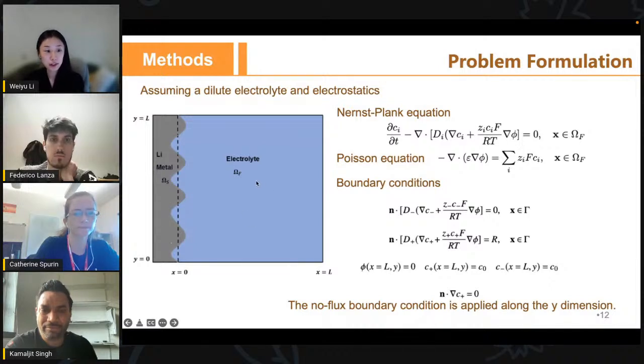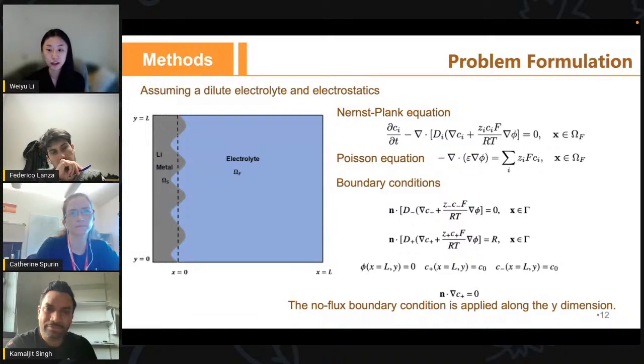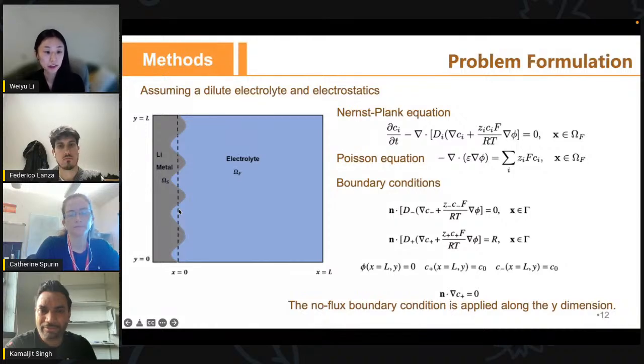To describe the transport phenomena, we use the Nernst-Planck equation and the Poisson equation for the electric potential. For the boundary conditions, first, the anion is inert and does not react with the electrons at the lithium metal surface, so the flux is 0 at the surface for the anion. For the cation, there is a reaction rate given by the Butler-Volmer equation, which I'm going to show later. At the right boundary, the electrolyte, we apply the Dirichlet boundary condition with 0 electric potential, fixing the concentration of cations and anions. We also apply a minimum cation concentration at the lithium metal surface. And along the y dimension, we apply a no-flux boundary condition.